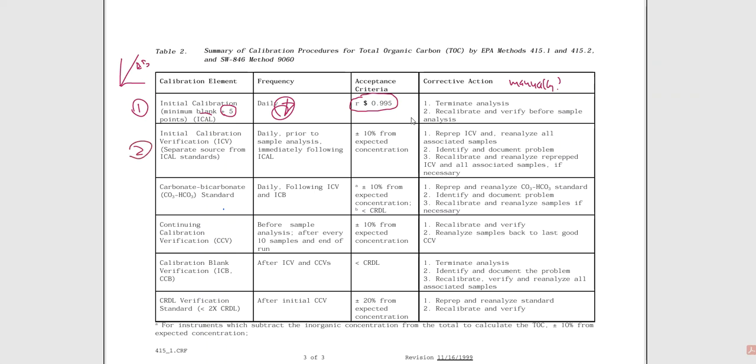Next up, number 2 is the initial calibration verification that we abbreviate ICV. We talked a little bit about this in Module 3, and notice it says it should be a separate source from the iCal standards. Why is that so? Okay, so let's say that I make my calibration standard from a more concentrated standard. So I go grab the bottle of 50 ppm in the lab, and I start to make them.